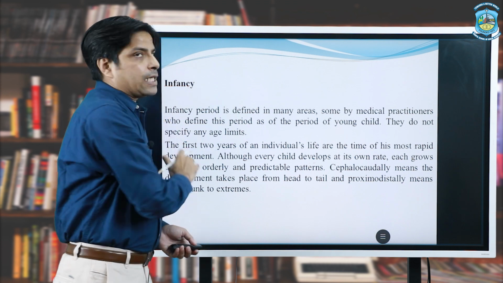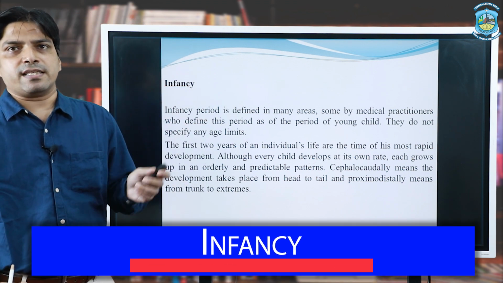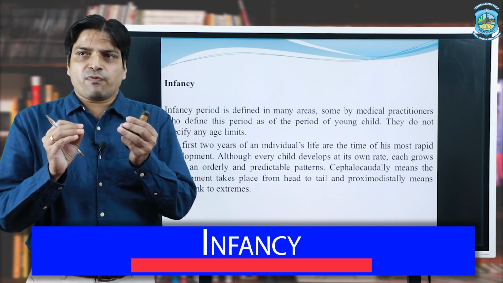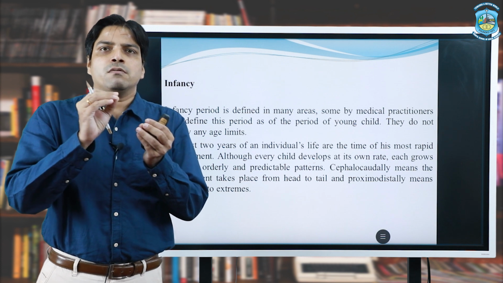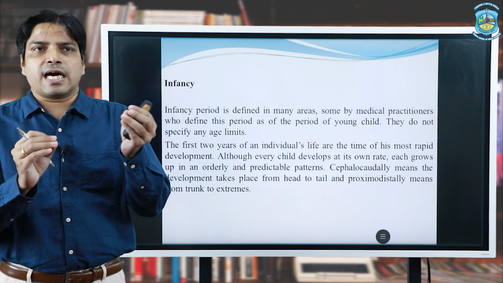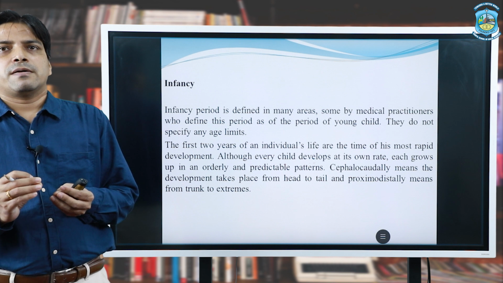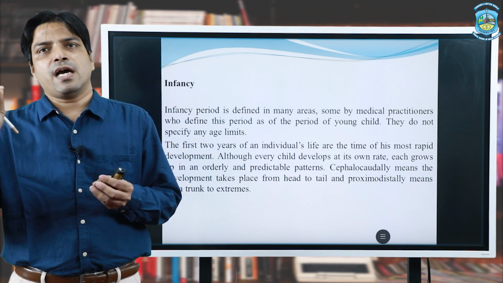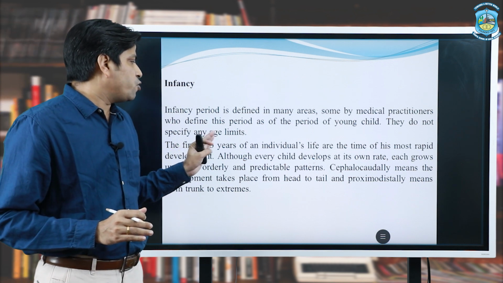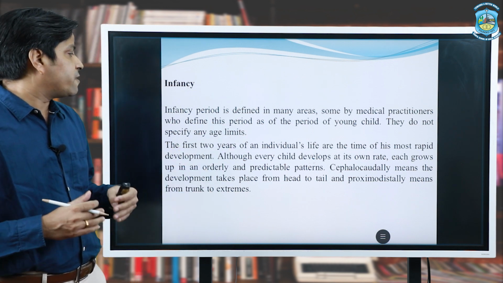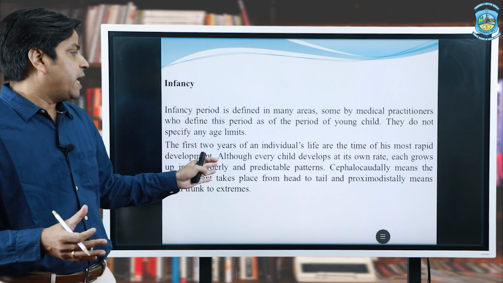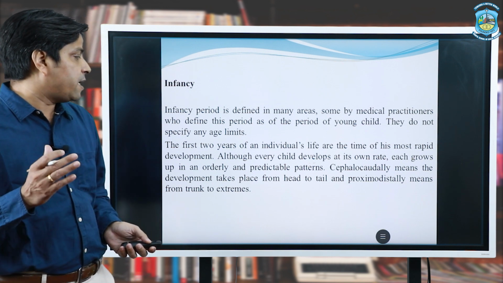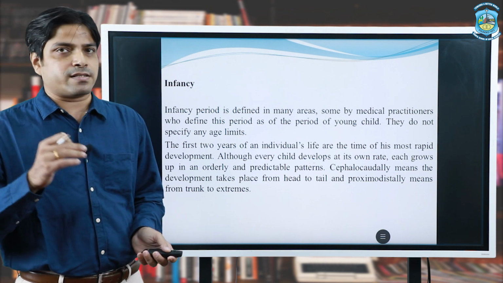The genitalia are now clearly male or female. Now comes the next stage, that is infancy. The period is generally defined in terms of from birth to around 2 years. There are some medical professionals who define it around 2 years. There are psychologists who define it around 1.5 years. But the first 2 years of an individual's life are the time of his most rapid development. And although every child develops at its own rate, each grows up in orderly and predictable patterns.